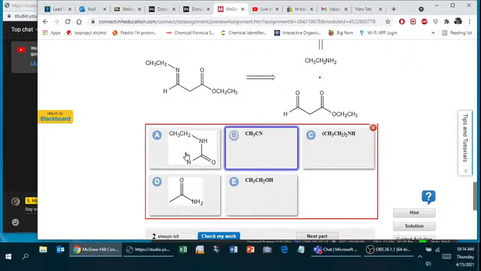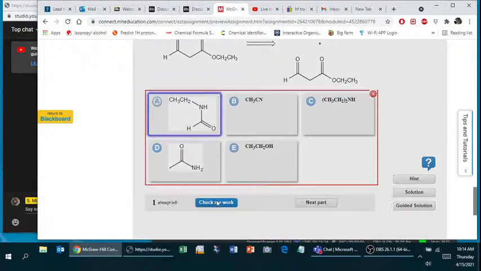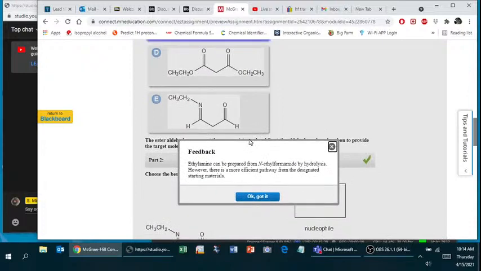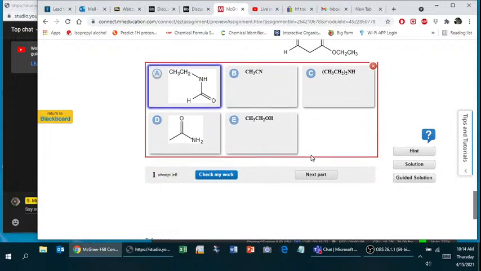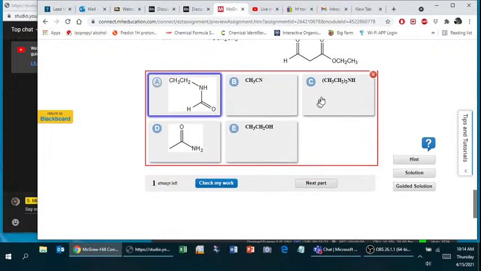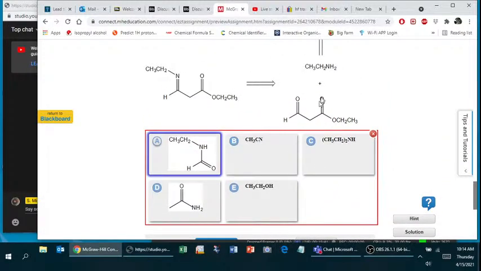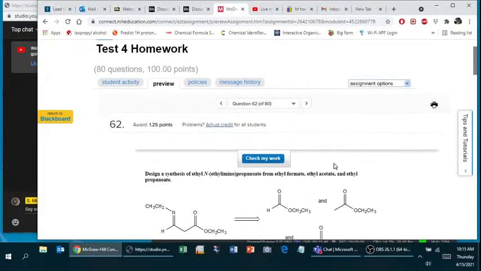So if it's not that, then my guess would be this one, because you can easily decompose this one with water to give you formaldehyde and the... Really? More efficient starting material. So we know it's not the alcohol. What on earth? Starting materials.